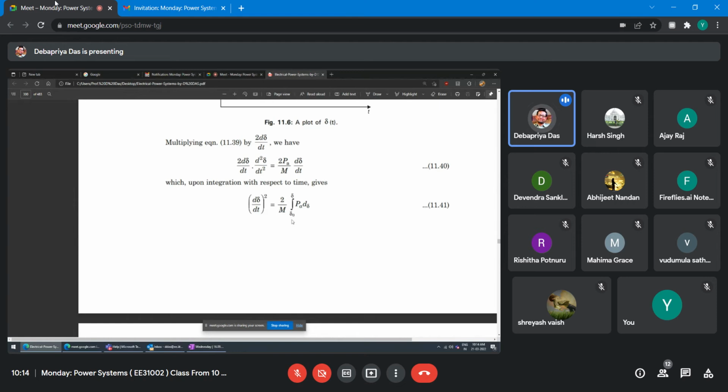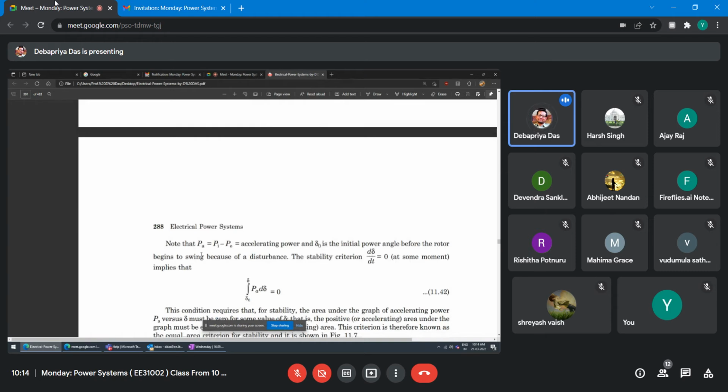Then the initial angle is delta 0, and some angle delta is your integration of PA d delta, right? So multiply both sides by 2 delta by dt, then you integrate, and d delta by dt squared is equal to 2 by M, integral from delta 0 to delta of PA d delta, right? Now, PA is equal to PI minus P, the accelerating power, and delta 0 is the initial power angle before the rotor begins to swing upon a disturbance.